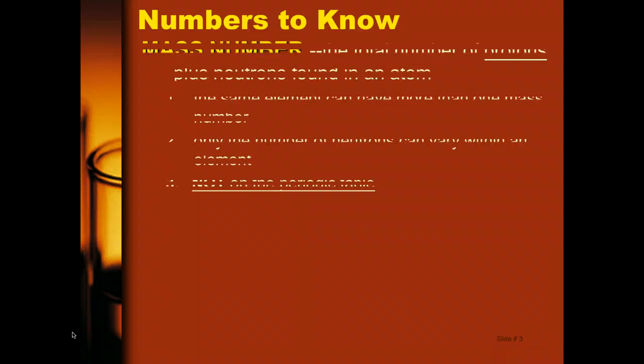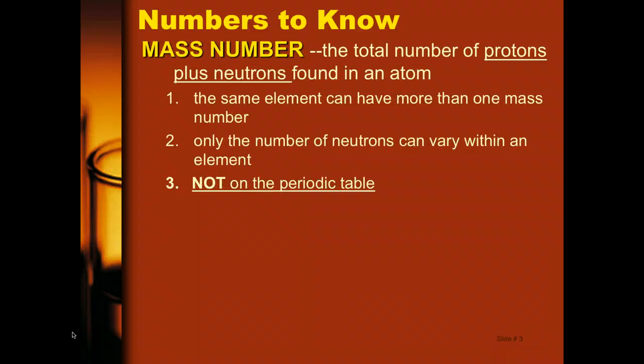Okay, numbers to know. Mass number. Mass number is the total number of protons plus neutrons found in an atom. So atomic number is the number of protons. Mass number is where does all the mass come from? The protons and the neutrons.